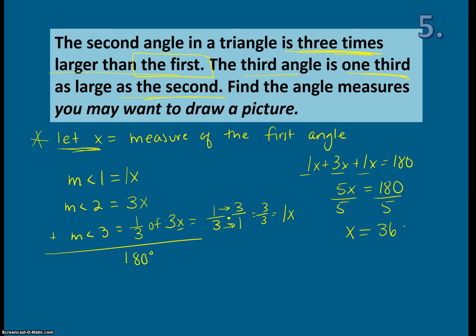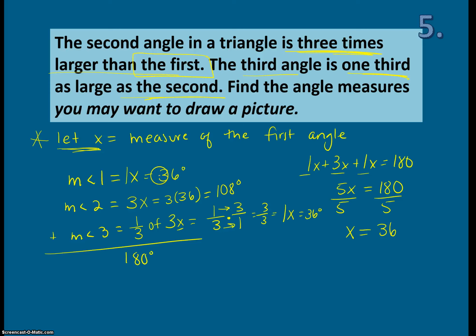You get 36. So that means if the measure of angle 1 is x, x is 36, that means the measure of angle 1 is 36 degrees. The measure of angle 2 is 3 times x, or 3 times 36. Again, you can use your calculator if you need it, and you get an answer of 108 degrees. And the measure of angle 3 is still 1x, so that's 36 degrees.